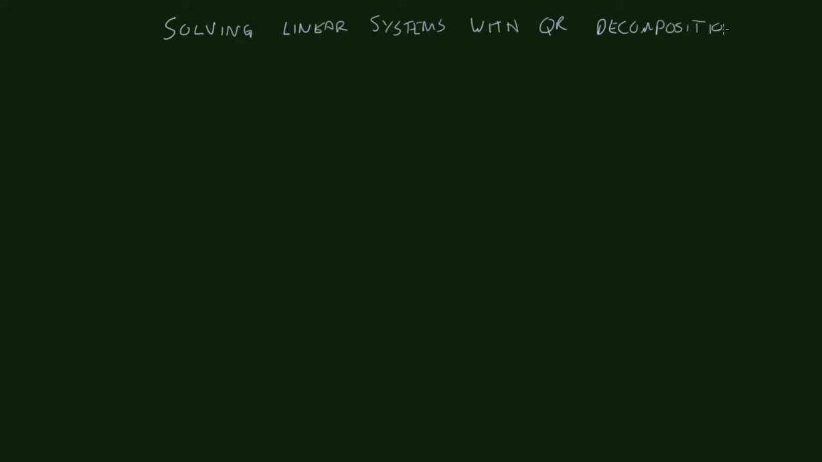If you've seen the previous video, which I suggest you look at if you haven't yet seen it, we looked at using QR decomposition to rewrite A as the product of Q and R. Now Q is an orthogonal matrix, which has some nice properties. R is just an upper triangular matrix.